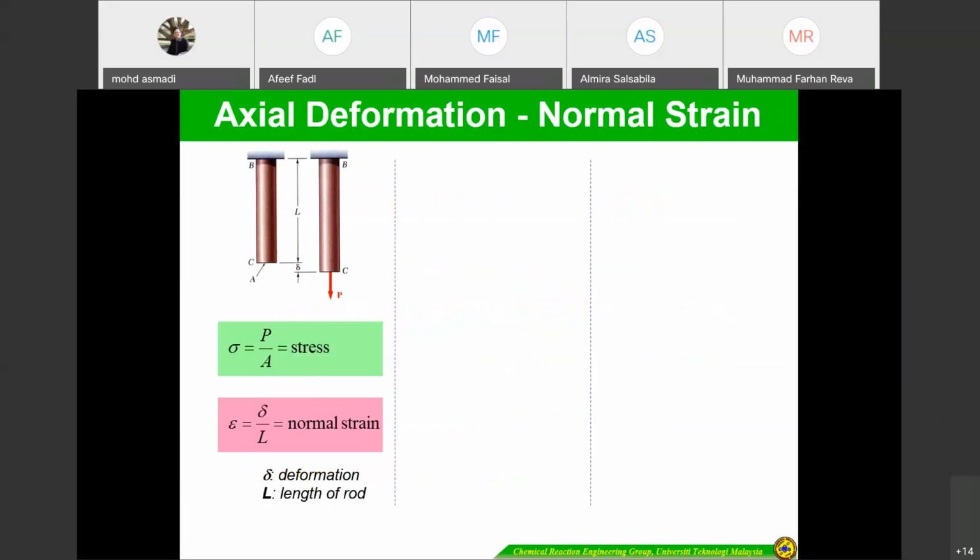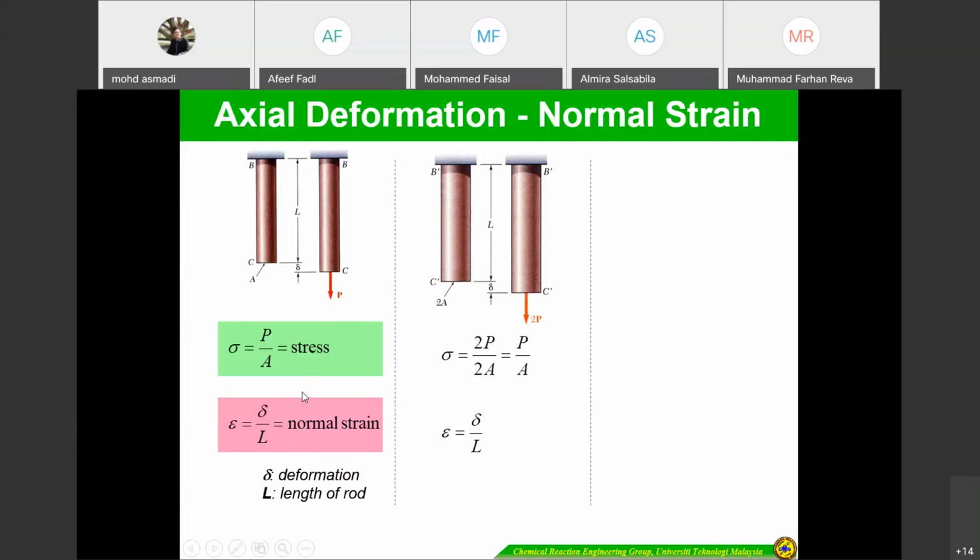Okay. If you still remember, sigma for axial loading is equal to P divided by A, which is the stress. And then strain: what you have to remember is how to calculate the normal strain. Epsilon equals delta divided by L. So delta is the deformation, and L is the length of the rod. Okay, how much it is going to deform or elongate, this is delta.